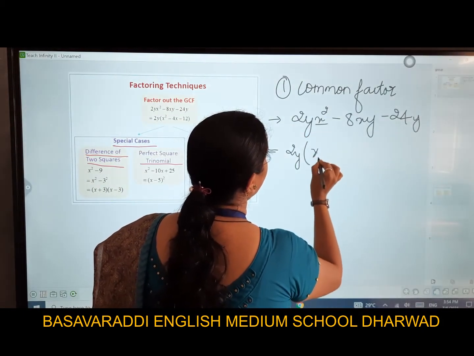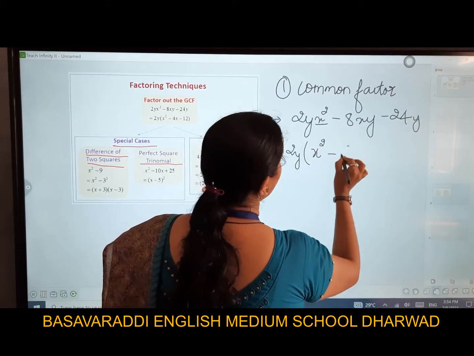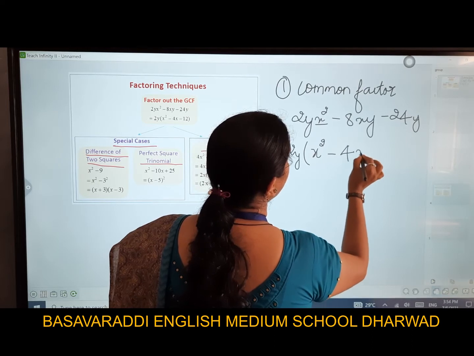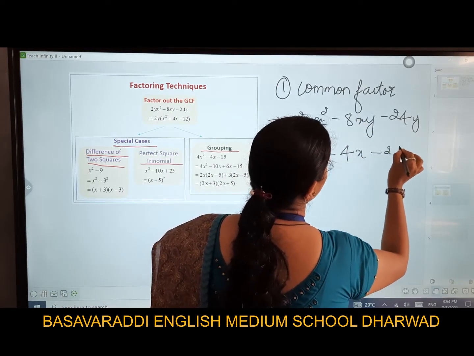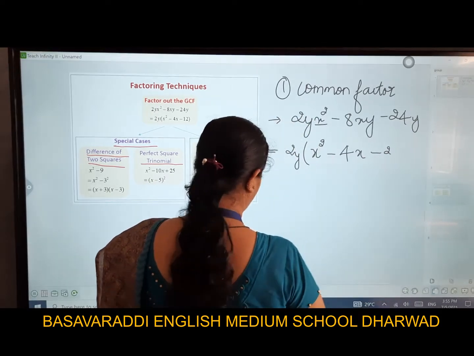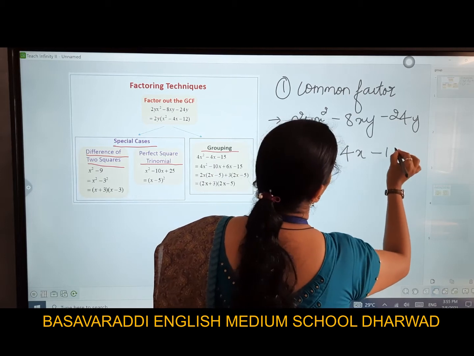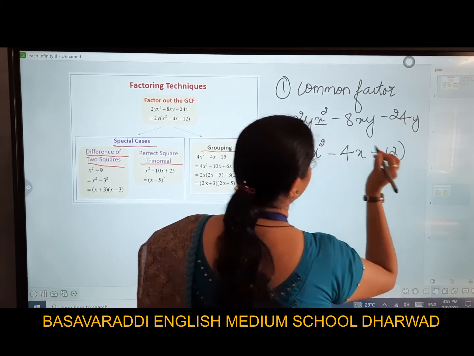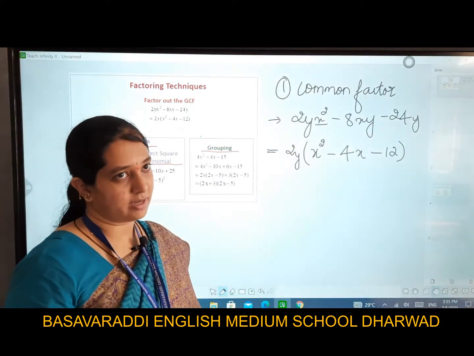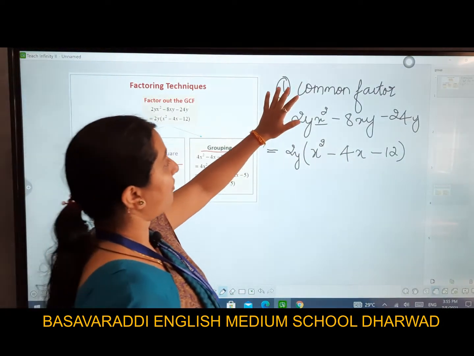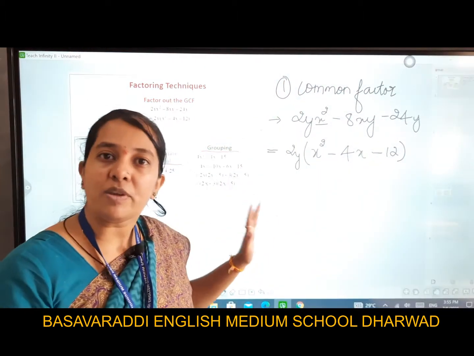So therefore, what are we left with then? We are left with x square minus 4x minus 12, because we have taken 2y as common here. So in this method, we are finding only the common factors here.